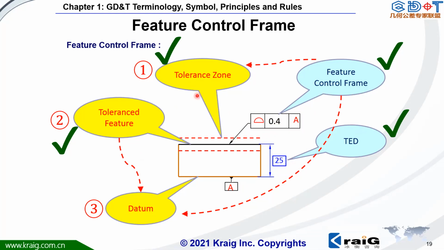Tolerance zone, tolerance feature, since there's a lead line here, it tells you who is the tolerance feature. And then we know who is the datum because there's datum A here, right? And then we know the tolerance zone is going to relate to datum A with TD.